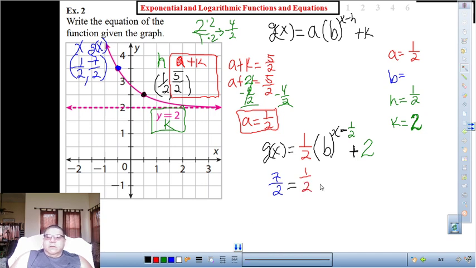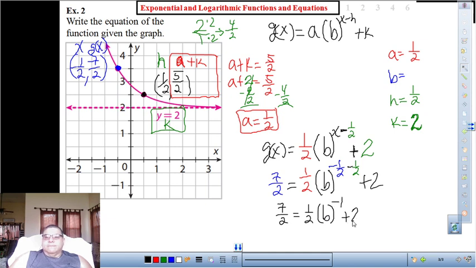equals 1/2 times b, and then x is -1/2 minus 1/2 plus 2. All right, so let's simplify. Let's see what we got so far. Now I'm going to switch everything to black. Here it goes. I got 7 halves equals 1/2 times b. What is -1/2 and -1/2? Yeah, that is right. -1 plus 2.